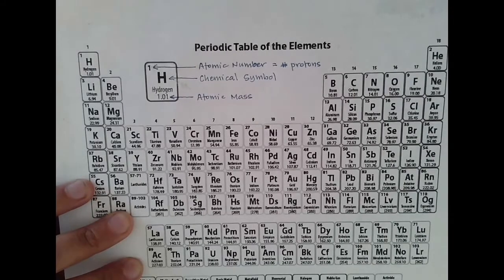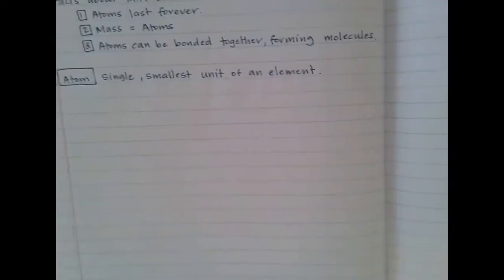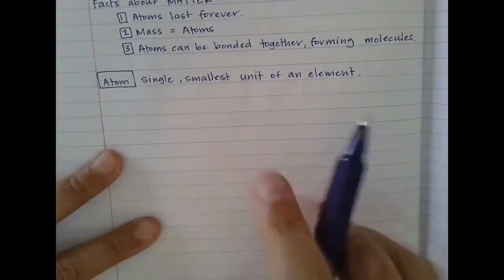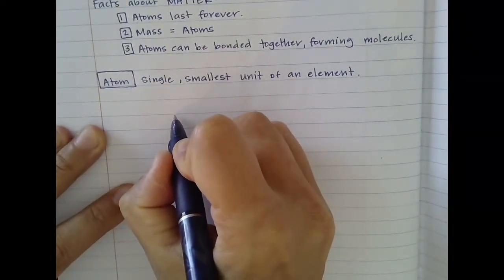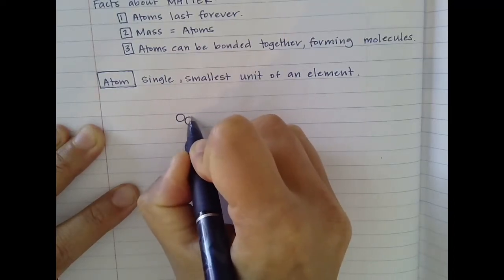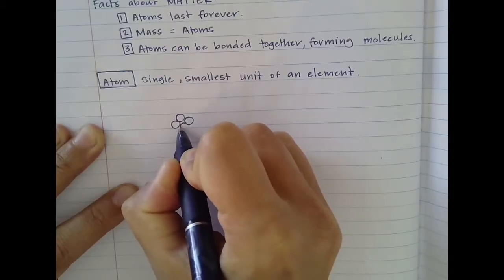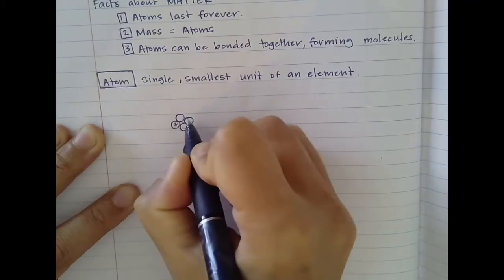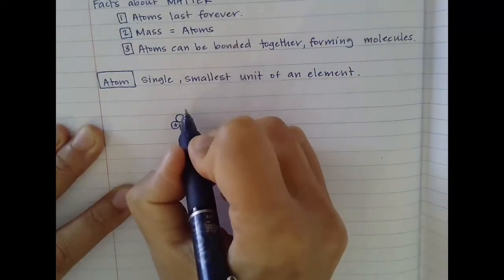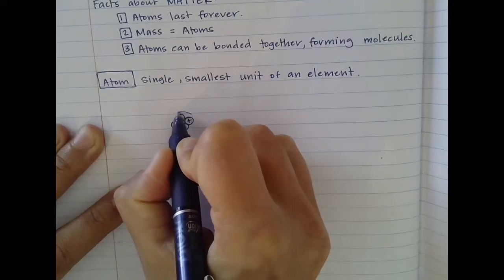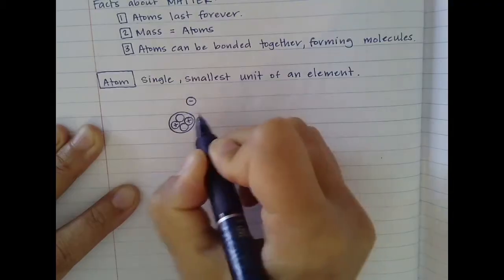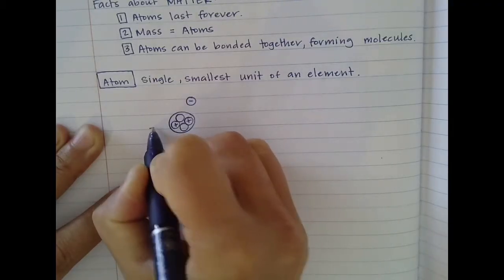Okay, now that we have this information, let's actually draw what an atom is going to look like. So keep your periodic table off to the side, but now let's look at what is an atom. So atoms are made up of a nucleus, and in the nucleus are protons and neutrons. The protons have a positive charge and the neutrons have a neutral charge. Around this nucleus, so this is all together, we have electrons. And I'm going to draw 2 electrons because I had 2 protons.